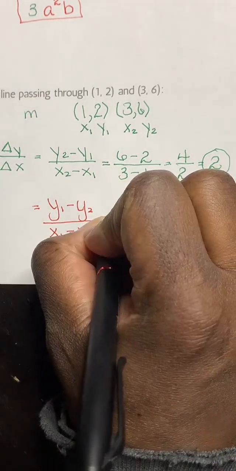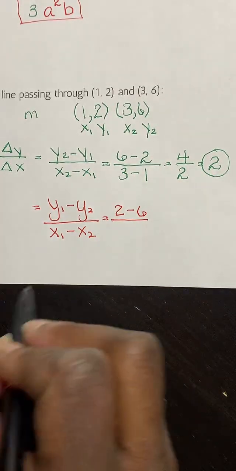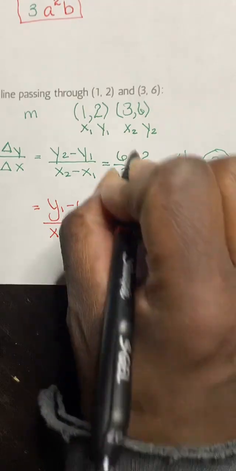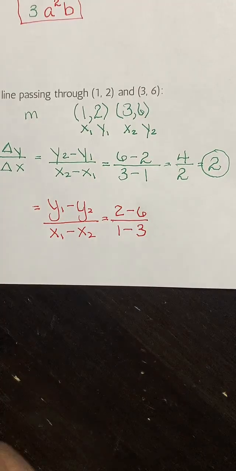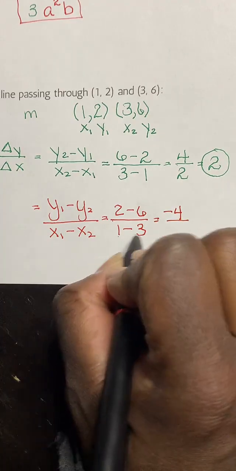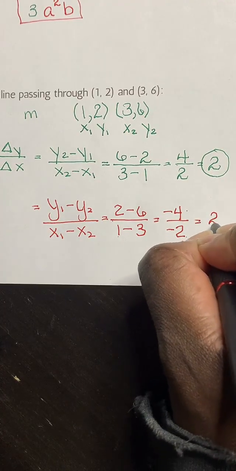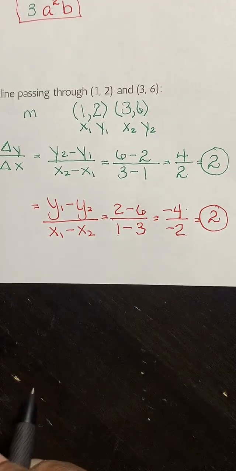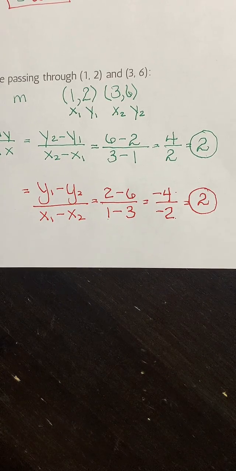So your y, which is 2, minus 6, and your x1, which is 1, minus 3. It goes with your eyes a lot better. Yes, you have 2 minus 6, that gives you a negative 4. And 1 minus 3, that gives you a negative 2. And a negative divided by a negative gives you a positive. Notice you get the same exact answer. So you can go either way.